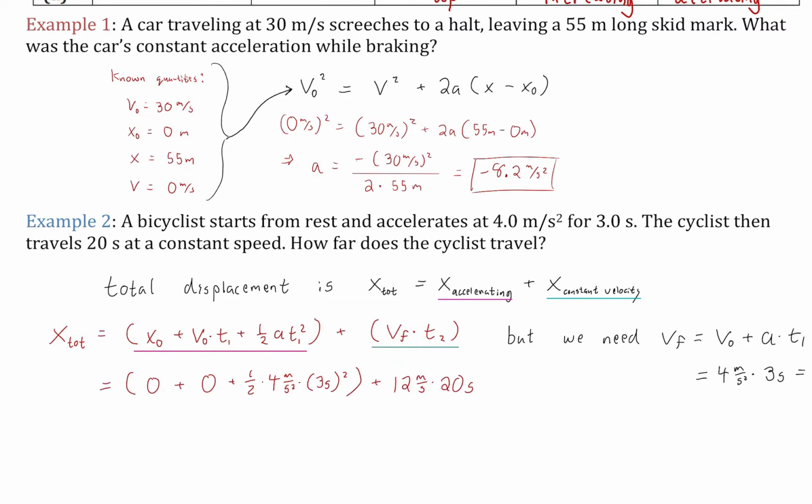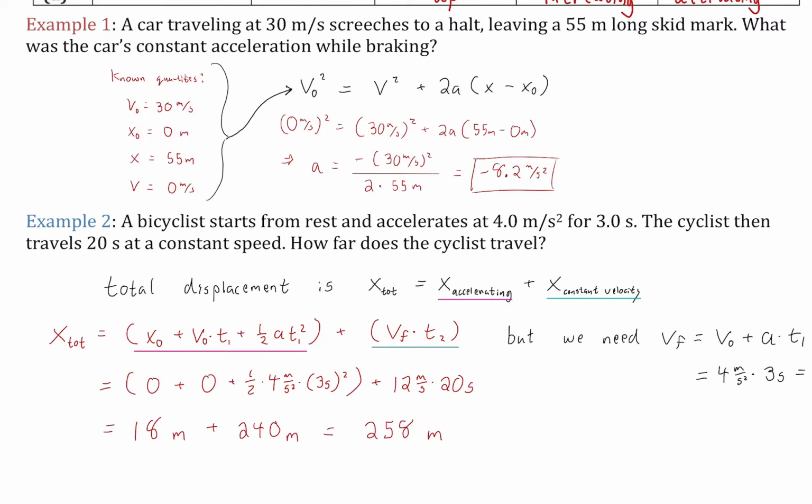All right, so now we're going to plug everything in. 0 for initial position, 0 for initial velocity. 0 times time is just 0. 1/2 because the equation has a 1/2 in it, the acceleration during the first 3 seconds, and make sure to square the 3 seconds. And then plus 12 times 20 because this is the whole constant velocity bit of the movement.